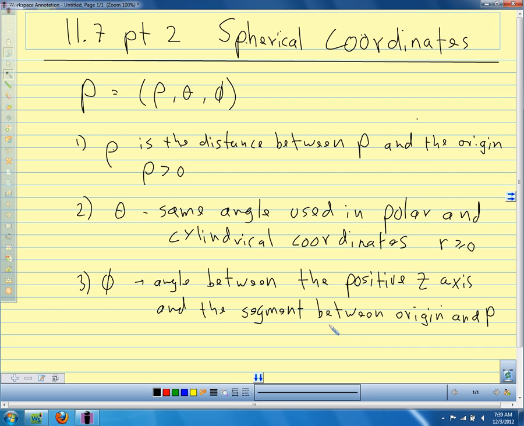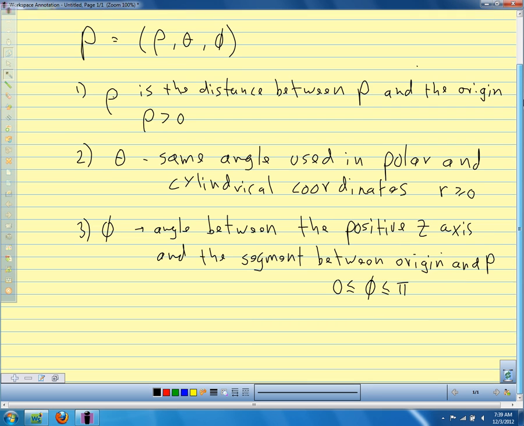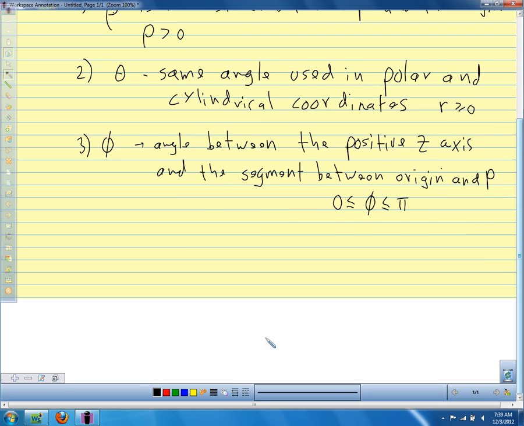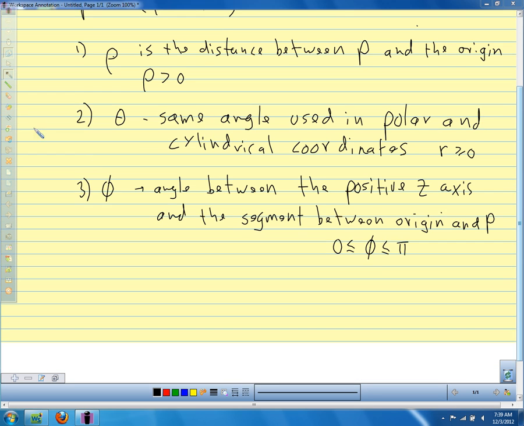And phi is between 0 and pi. So phi is going to vary from the positive z-axis to the negative z-axis. So let's just draw a picture of these coordinates so we can get an idea of what we're talking about here.